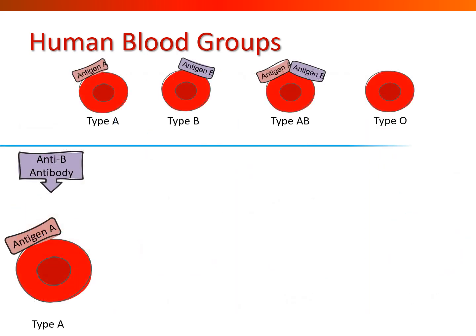So here we have type A blood, which has the antigen A, and we know that this person's plasma, their blood, is going to contain anti-B antibodies. And up above the blue line, we have all 4 blood types. So we're going to take a look and see which of these red blood cells we could drop into a blood type A person.